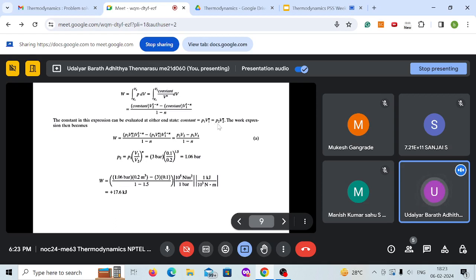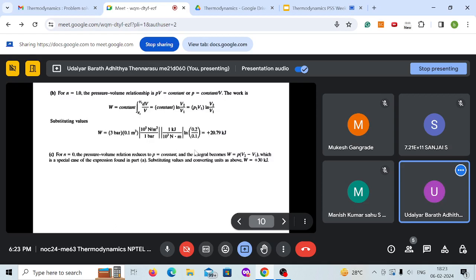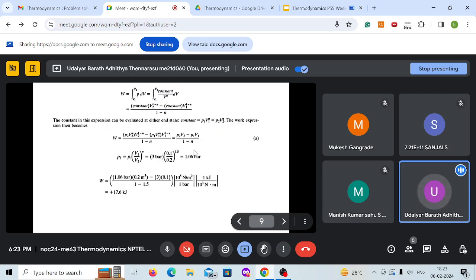The other way of finding it is to use P1 V1^n equals P2 V2^n, and you can substitute that also. So now, how to solve for n equal to 1.